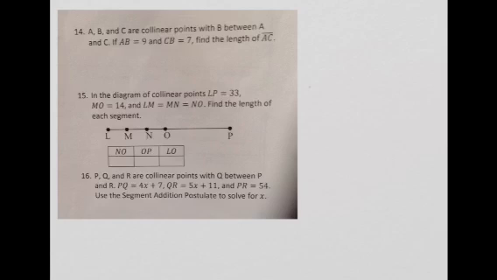Next, A, B, C are collinear points. Sorry, I don't have the pen on. So you have 3 points on the same line, collinear, with B between A and C. If AB is 9, from here to here, and CB is 7, from here to here, find the length of AC, the whole segment. Then 9 plus 7 would be the whole segment, right? So that would be 16.